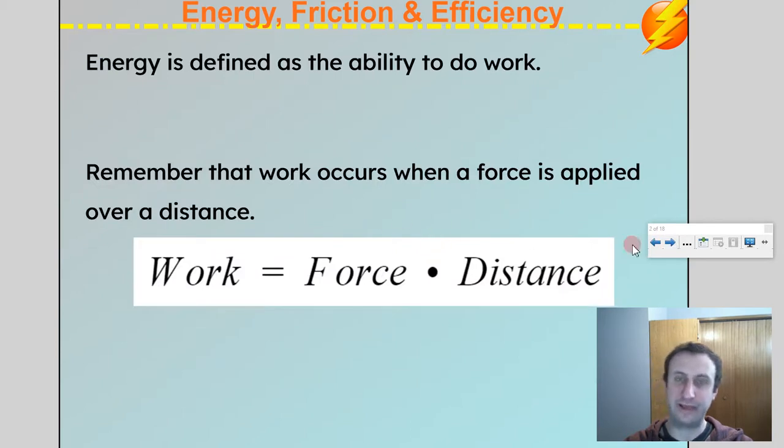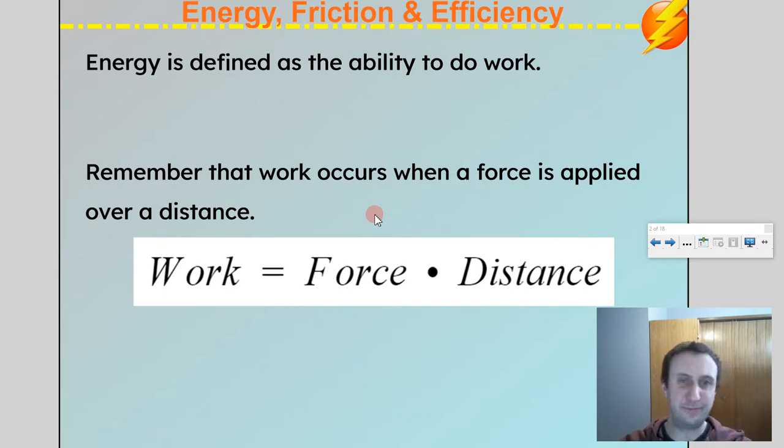What we're going to learn today is a little bit about what energy is, how energy is lost by work done by friction, and then how we can calculate the efficiency of machines or energy conversions using a percent efficiency formula. So, what is energy?